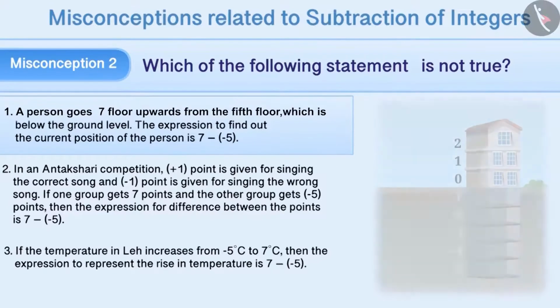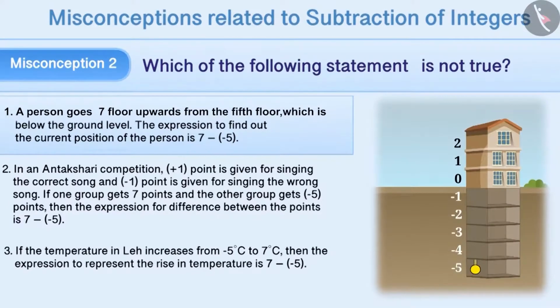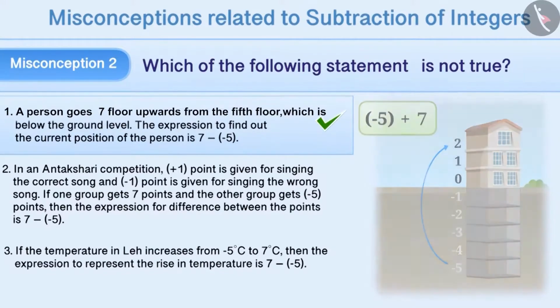The first statement says that a person goes 7 floors upwards from the 5th floor below the ground level. To find out the current position of the person, -5 is subtracted from 7. The expression is written as 7 minus -5. This is a misunderstanding. Since the person is moving 7 floors upwards from the -5th floor, the current floor position can be found by the expression -5 plus 7. Therefore, the first statement is not true. This means this is the answer to the given question.